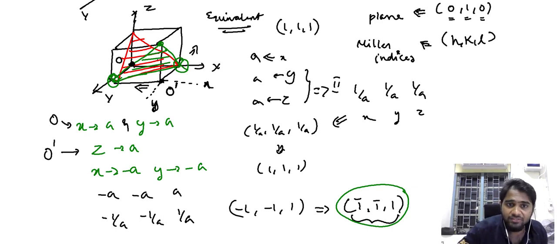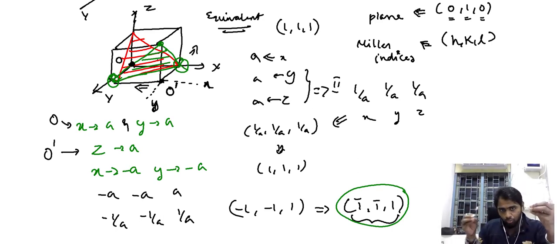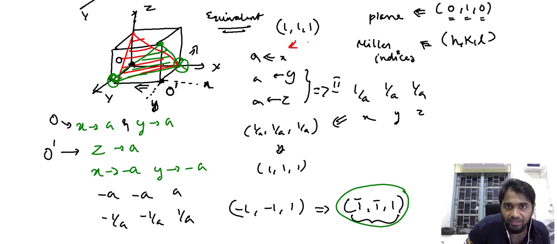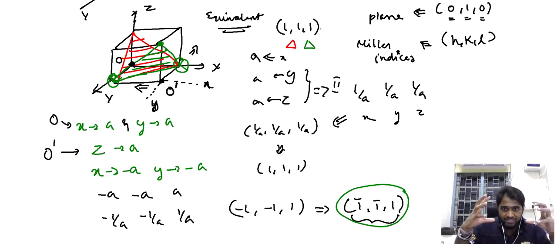So what essentially we have done is, when we are moving the origin from O to O prime, we have rotated the frame of reference in such a way that the Miller indices 1, 1, 1 indicate both the red plane and also the green plane. So using the same Miller indices, we have now described two different planes.